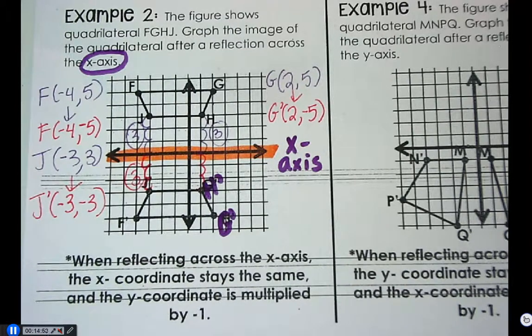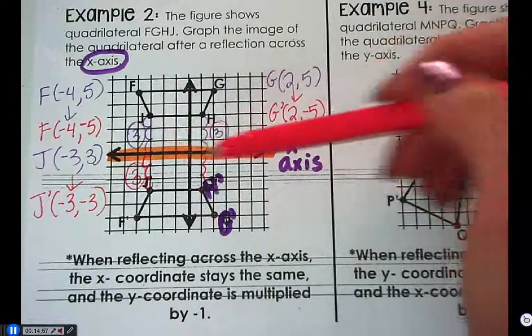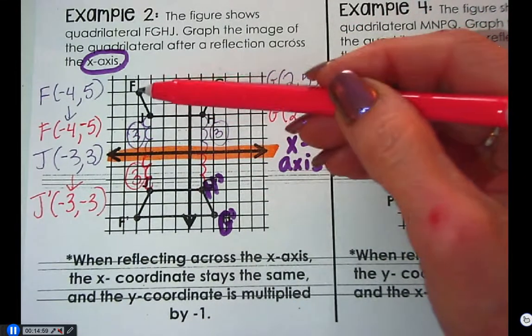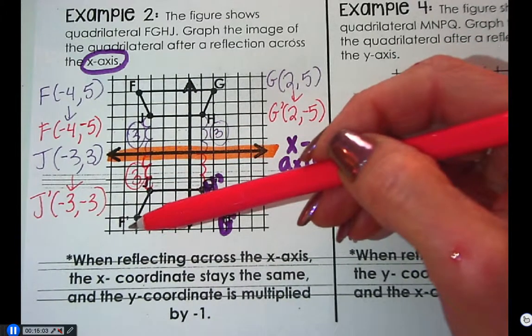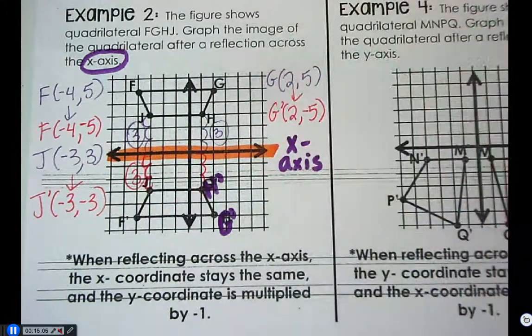The x, when you reflect over the x, stays the same. And you can see that from the graph. Here's the x, and the placement of the point stays the same place on the x. The only thing that changes is where it is on the y. So let's go ahead and try the last point over here.